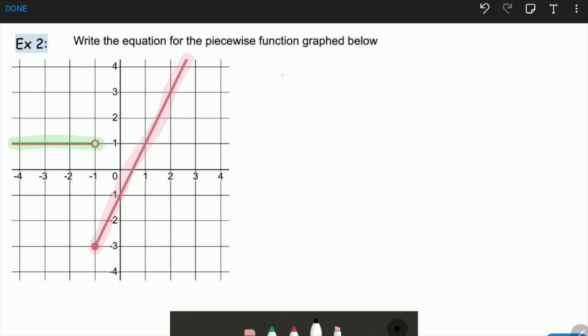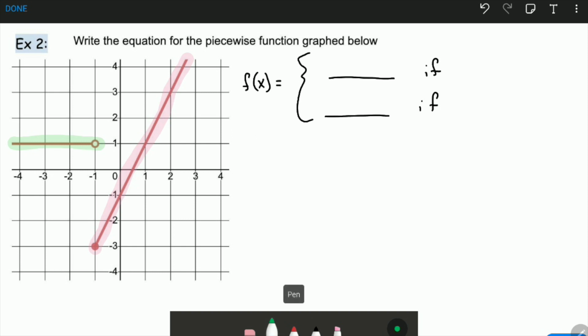Second thing I do is I write out the domain. So f of x equals, we're going to have some sort of equation if, and then some sort of inequality. Then same thing, I'm going to go back now and do the inequalities. We only have 2 pieces in this example.